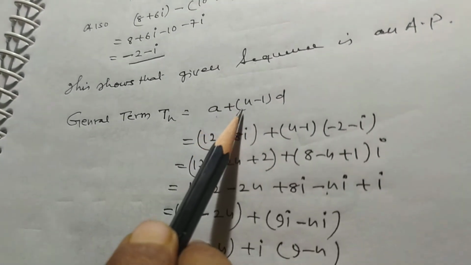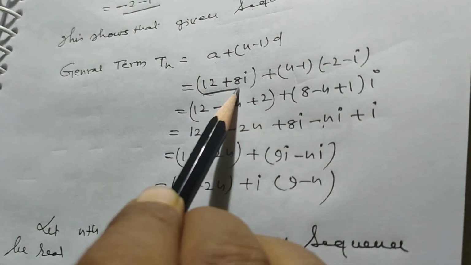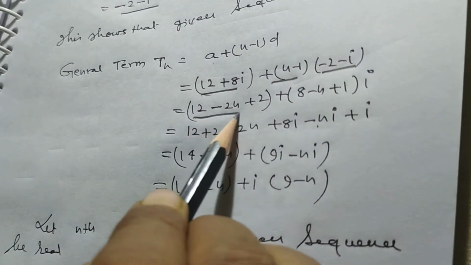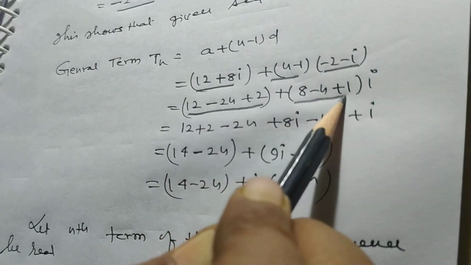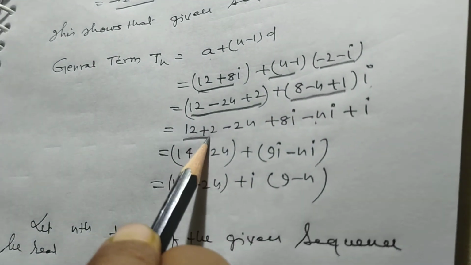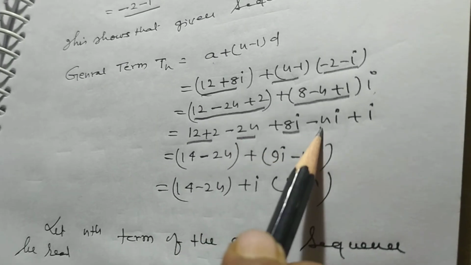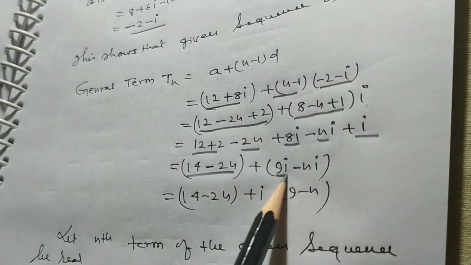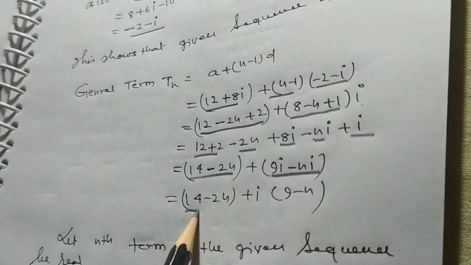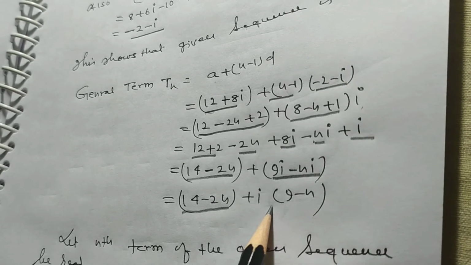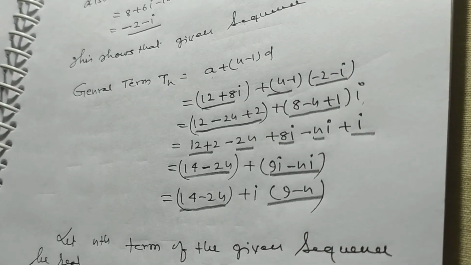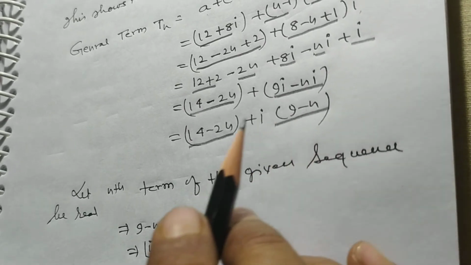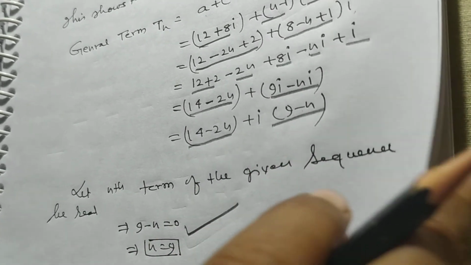General term a plus n minus 1 into d. 12 plus 8i plus n minus 1 into minus 2 minus i. That is 12 minus 2n plus 2 plus 8 minus n plus 1 into i. That is 12 plus 2 minus 2n, 8 minus n into i plus i. It is 14 minus 2n plus 9i minus ni, and it is 14 minus 2n, and take common i, it is 9 minus n. Let the nth term of the given sequence be real. It will be real if 9 minus n is equal to 0. That is n is equal to 9.